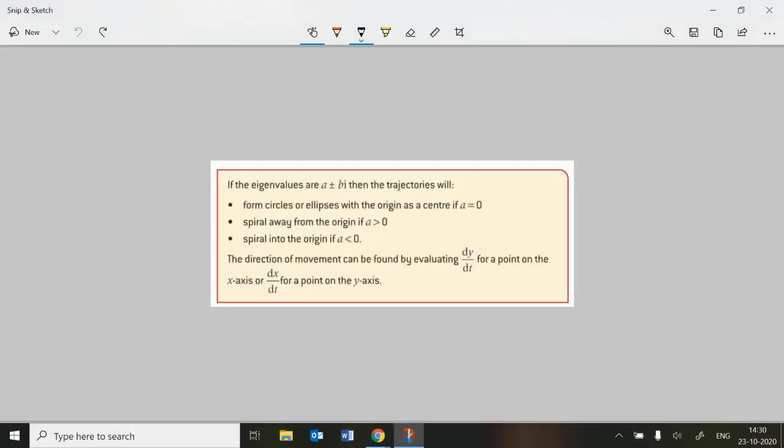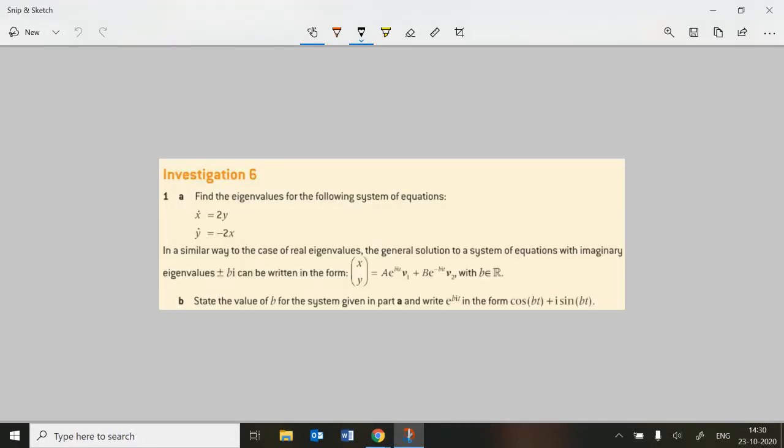And here we go. It says find the eigenvalues for the following system of equations. We've got x dot and y dot, in a similar way to the case of real eigenvalues. And we've got this general solution here, so we're going to go with the general solution which we've got from before as well. Okay, so let's set this one up.